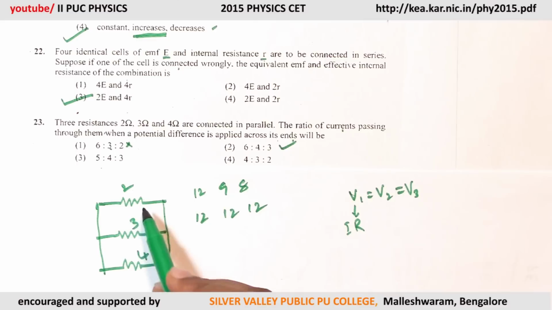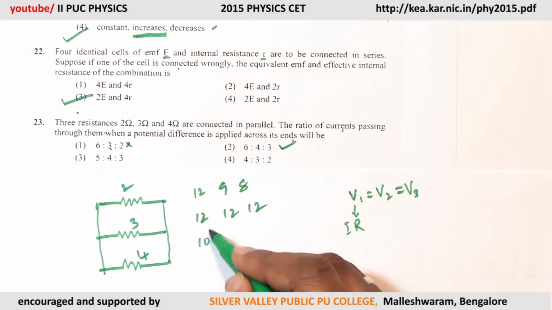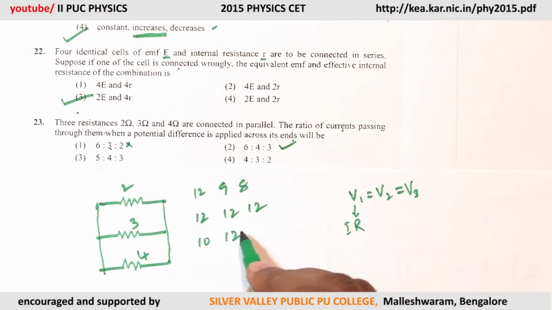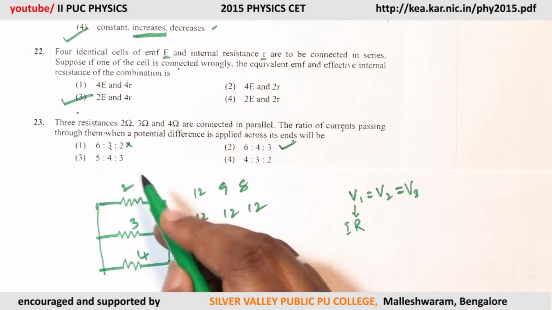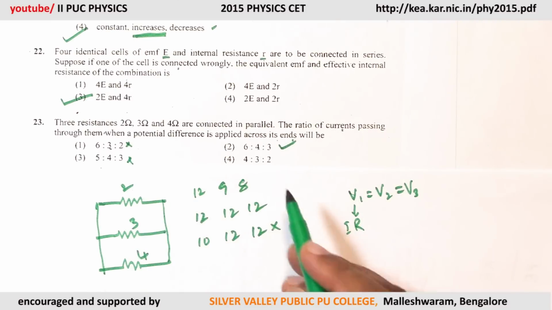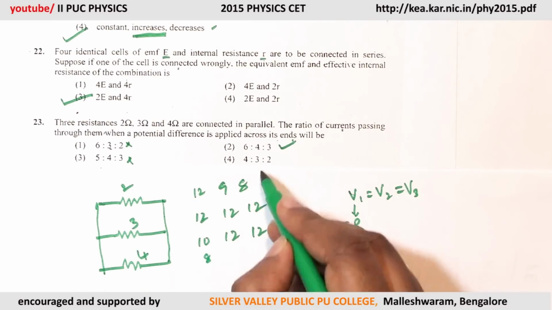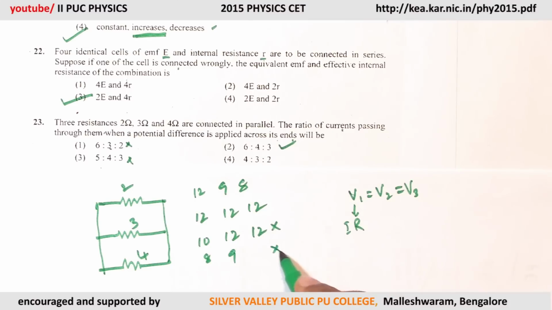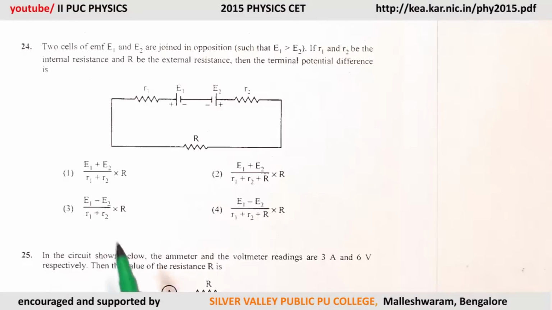5 into 2, 10. 4 into 3, 12. 3 into 4, 12. See? 4 into 2, 8. 3 into 3, 9. Therefore, this is the answer.